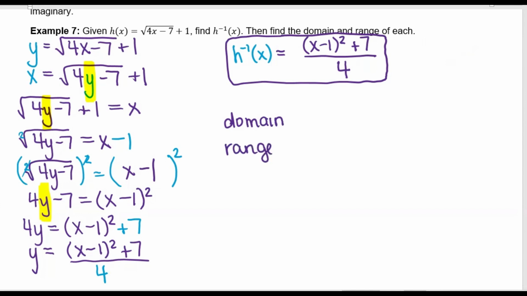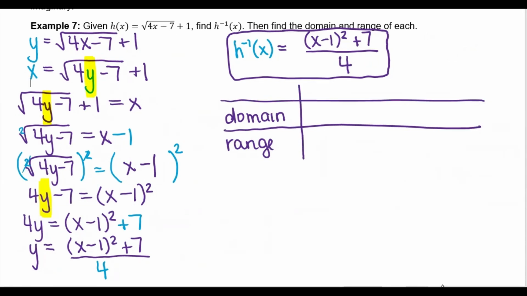That helps a lot of people with their organization. So my rows are going to be domain and range. My columns are going to be h of x, the original, and then h inverse of x, the inverse. Let's start by finding the domain of h of x.